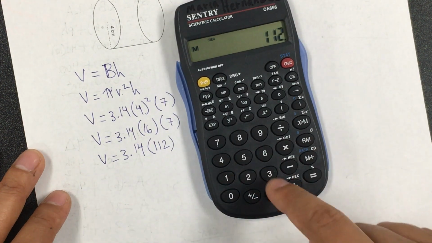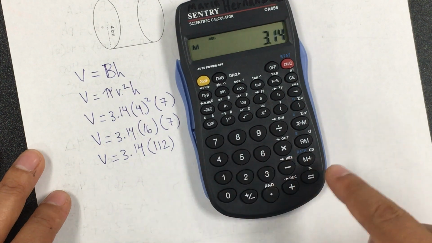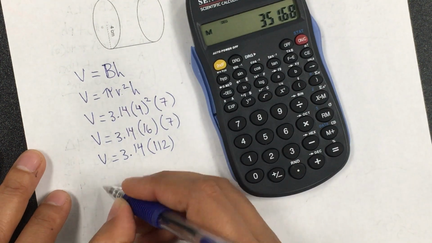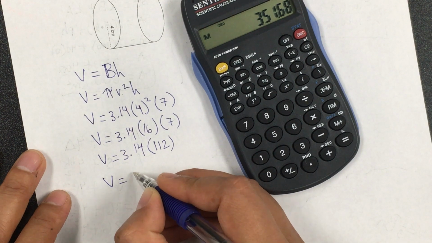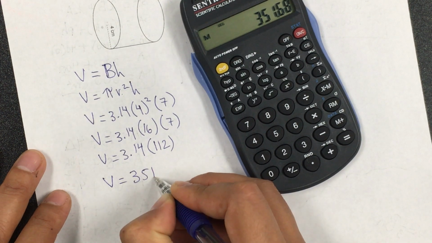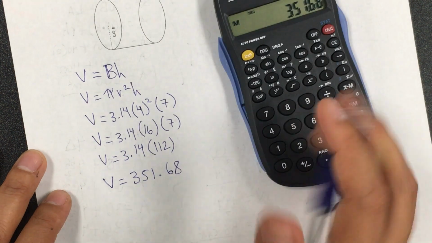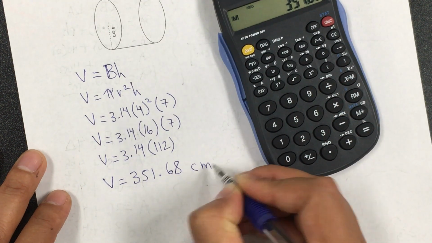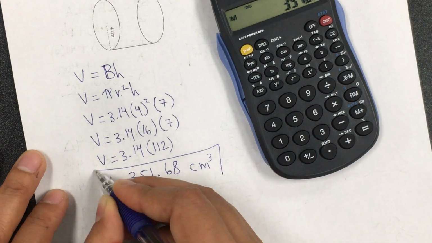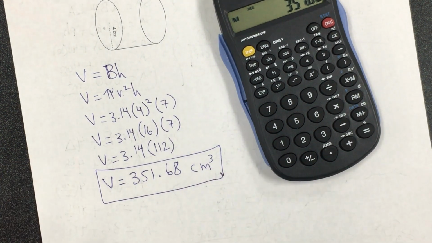So 7 times 16 is equal to 112. 112 times 3.14 gives me the volume of 351.68. Volume is cubic, so cubic centimeters. Remember, we don't divide by 3 here because it doesn't have a point. Only cones and pyramids are divided by 3.